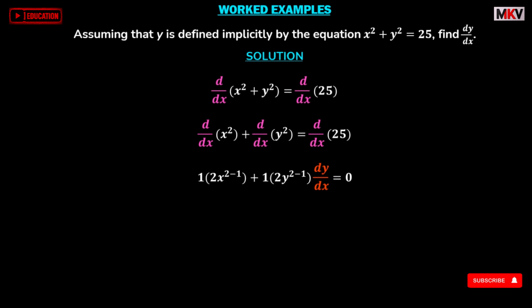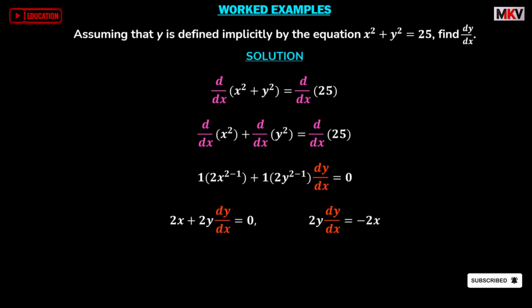Then we add dy/dx to it. Since the term has y, we add dy/dx to it. Then on the right side, we're differentiating the constant, which in turn gives us 0. So after the differentiation, we're having 2x plus 2y dy/dx, which is equal to 0.